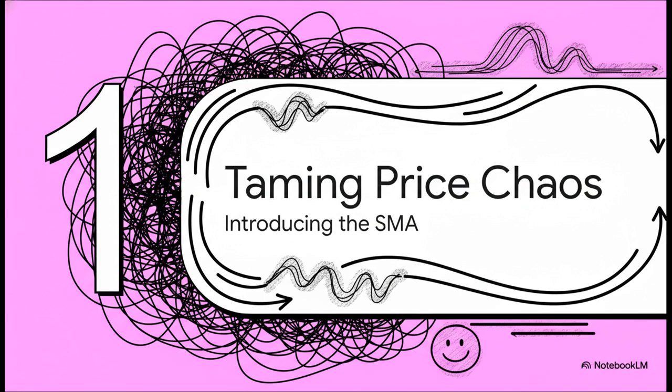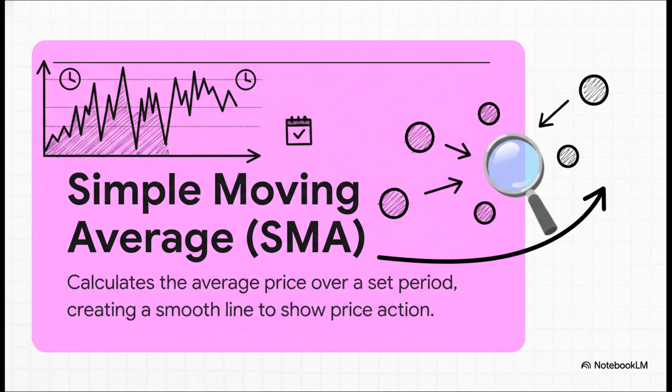Think of it as a way to tame that wild price action we just saw. It's designed to cut right through all that noise and show you the clearer underlying trend that's hiding underneath. So what is this thing really? Well, put simply, the SMA just calculates the average price of something over a period of time that you choose. It uses the closing price, the final price at the end of the day, or the hour, or whatever, and turns all that jagged data into one single flowing line on your chart. It's all about smoothing things out.